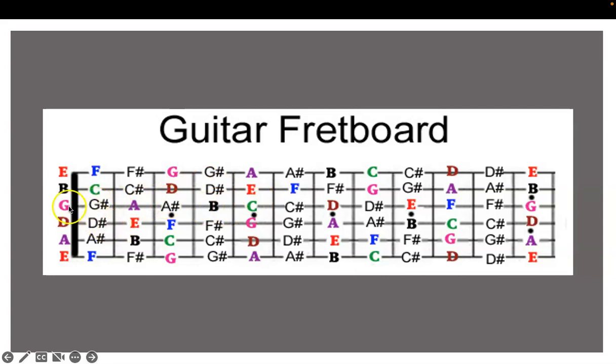Or like I said, you can remember that to get from every natural note to the next one, you have to skip one fret, right? Skip one fret. Skip one fret. Except B to C, I would just go to the next fret. But C to D, I need to skip a fret again. D to E, I need to skip a fret again. And E to F, I don't need to skip a fret.